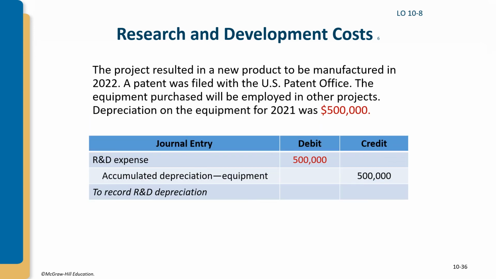One more time. What about, and there's the expense going into that. I guess it wasn't in the original journal entry. So we would debit research and development expense $500,000 for the depreciation on the equipment while it's being used for R&D, credit accumulated depreciation equipment.